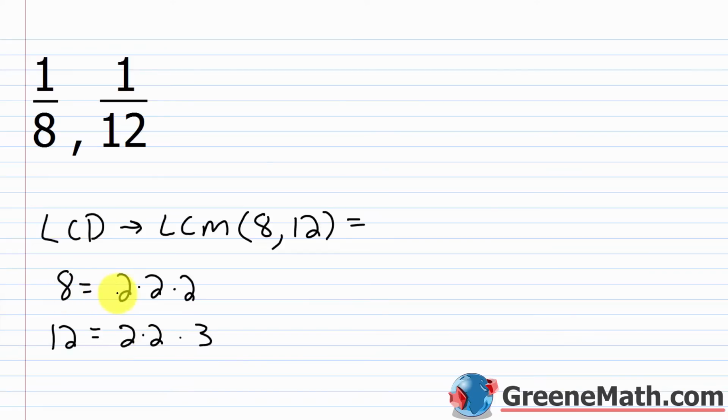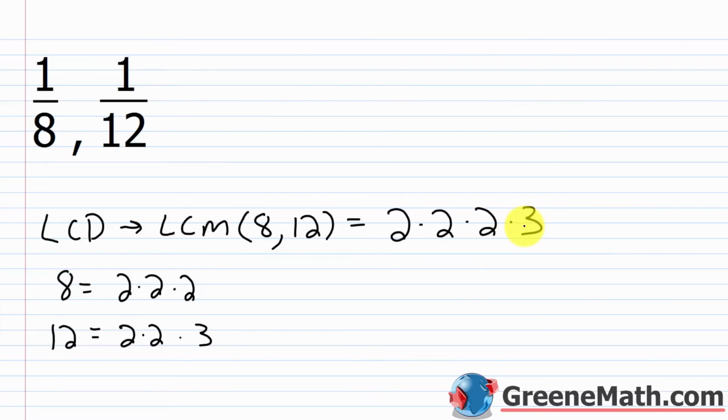In the prime factorization of 8, you can see you have 1, 2, 3 factors of 2. In the prime factorization of 12, you have 1, 2. So the largest number of repeats occurs here. When I build my LCM, I'm putting 1, 2, 3 factors of 2 in there, because that's the largest number of repeats from any of the prime factorizations. Then the only other number we have is a 3. That's not common to both, so we just throw it in there.